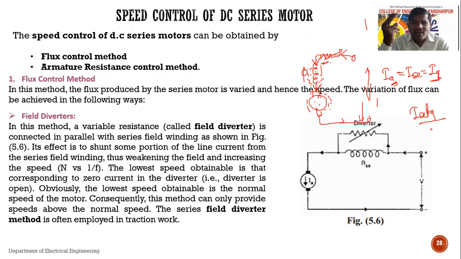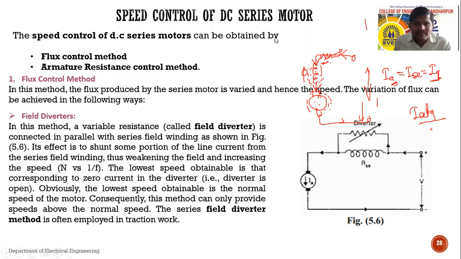So that there are another two technique it can be used to control the flux produced by series field winding. In that, first one is nothing but field diverter and the second one is nothing but armature diverter. म्हणजे बघा, what is mean by diverter?